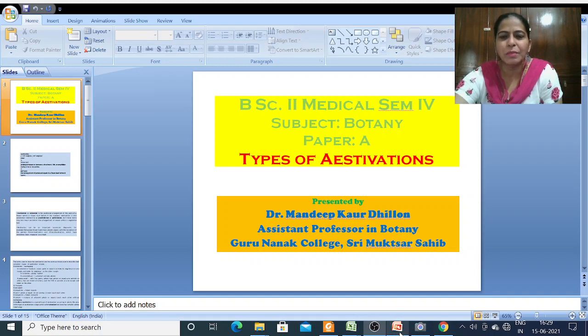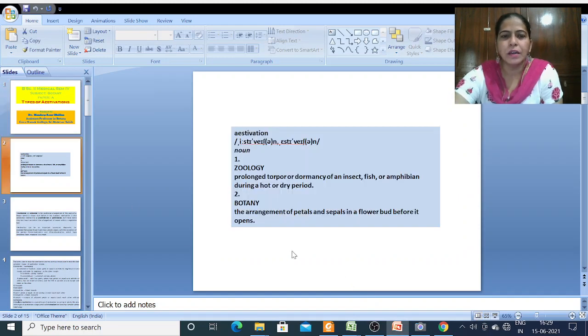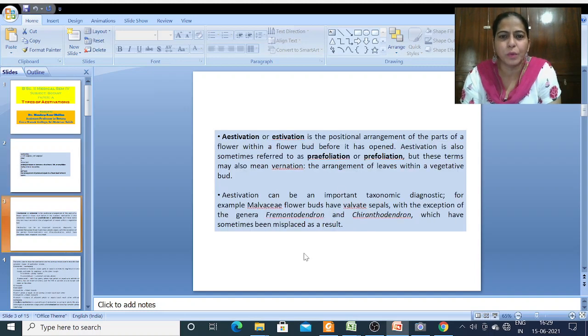Today we are going to talk about types of estivations. Now, what is estivation? The term estivation is basically used in zoology as well, and it means prolonged dormancy of an insect, fish or an amphibian during a hot or a dry period. In botany, it means the arrangement of petals and sepals in a flower bud before it opens. Estivation is the positional arrangement of parts of a flower within a flower bud before it has opened. It is also called prefoliation.